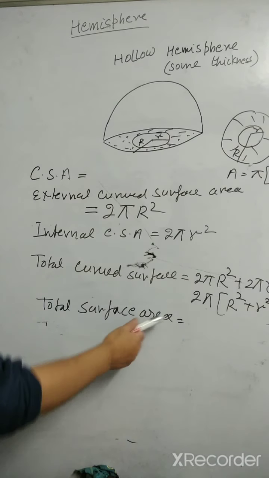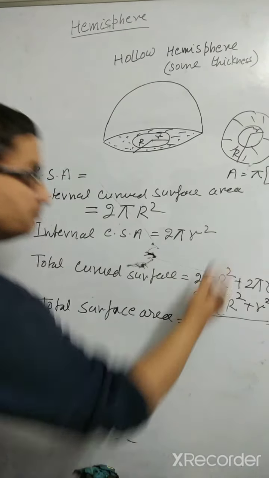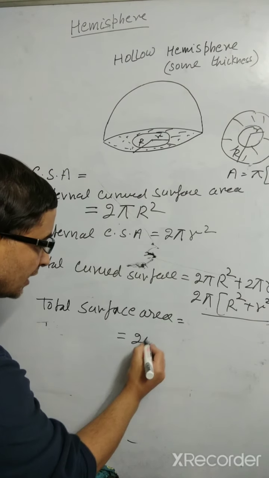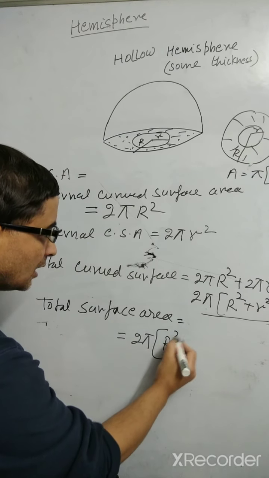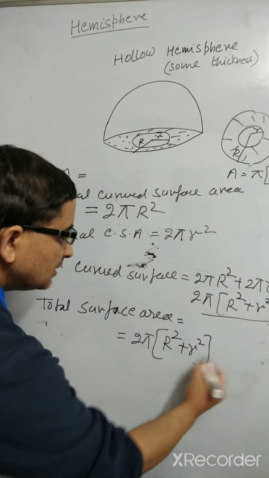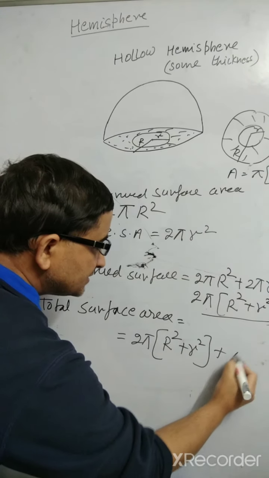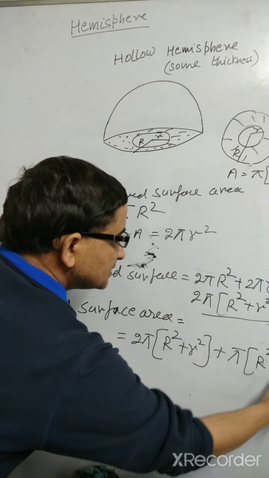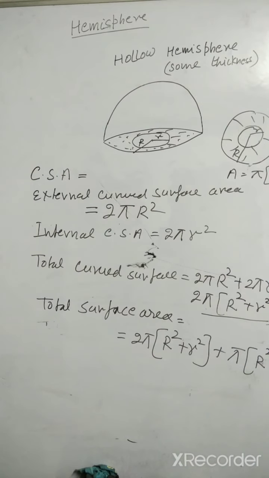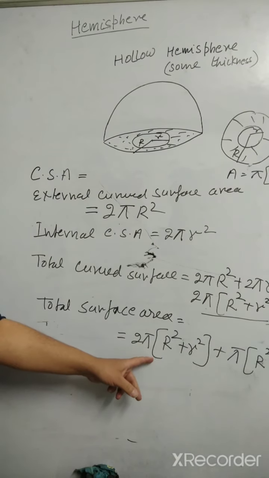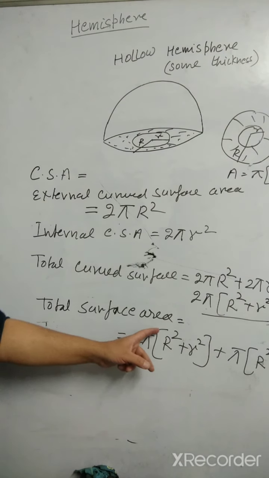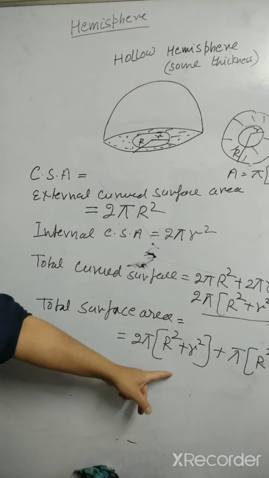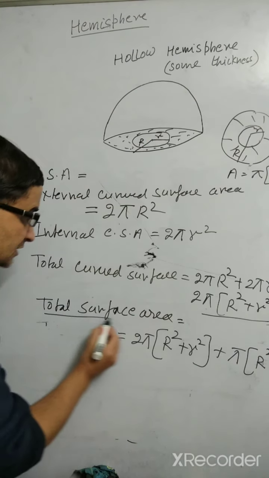So the total surface area will be this curved surface area plus the area of this base. So it will be equal to how much? 2 pi R square plus 2 pi small r square plus the area of this base, pi times R square minus small r square. Got it? So this will give you the total surface area of this hemisphere with some thickness. Remember, this is the total surface area.